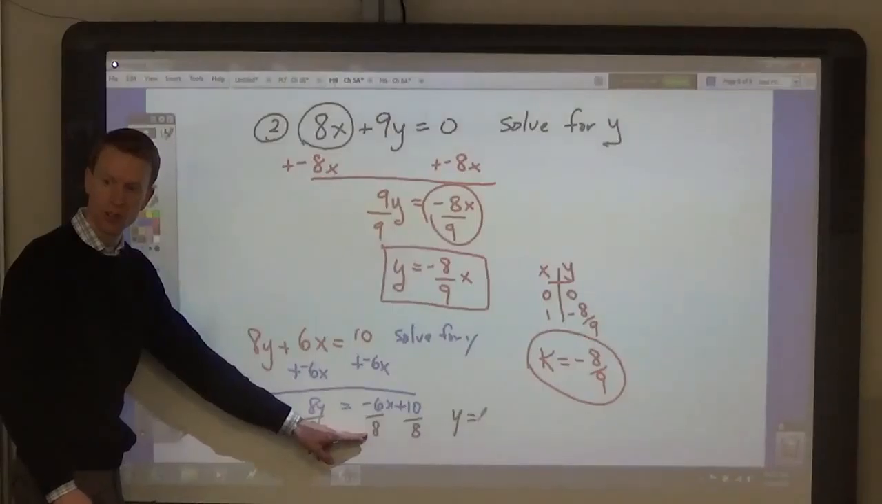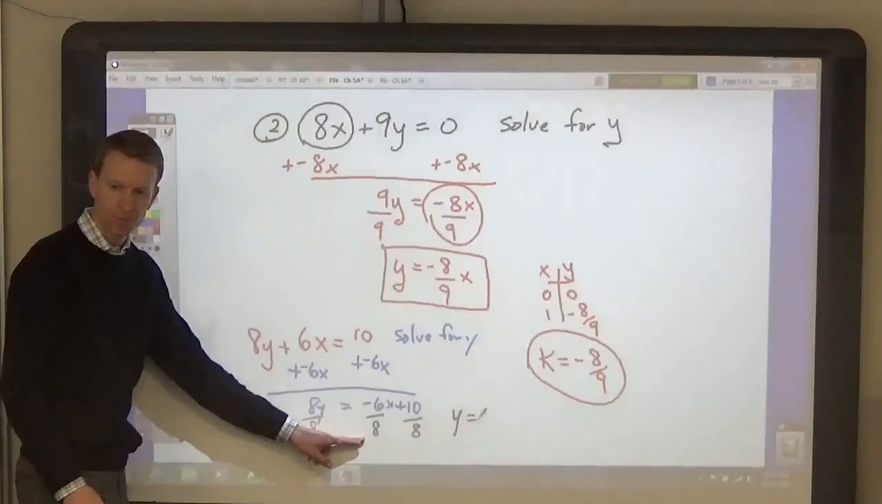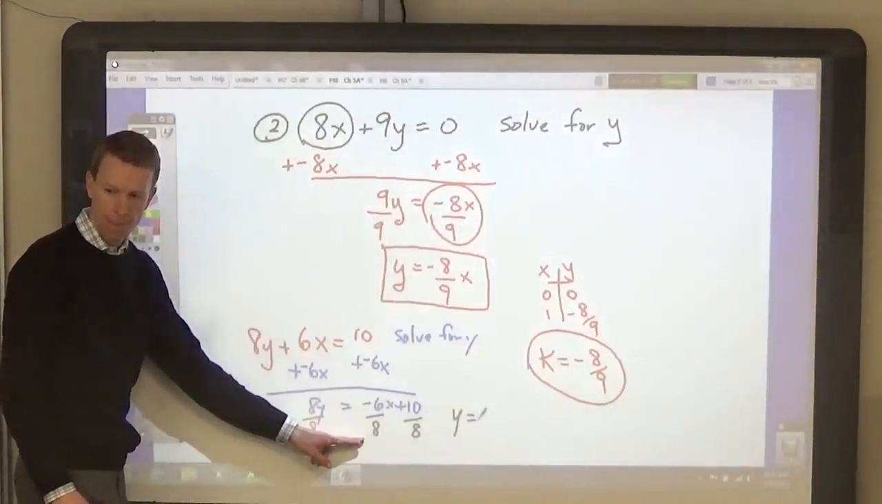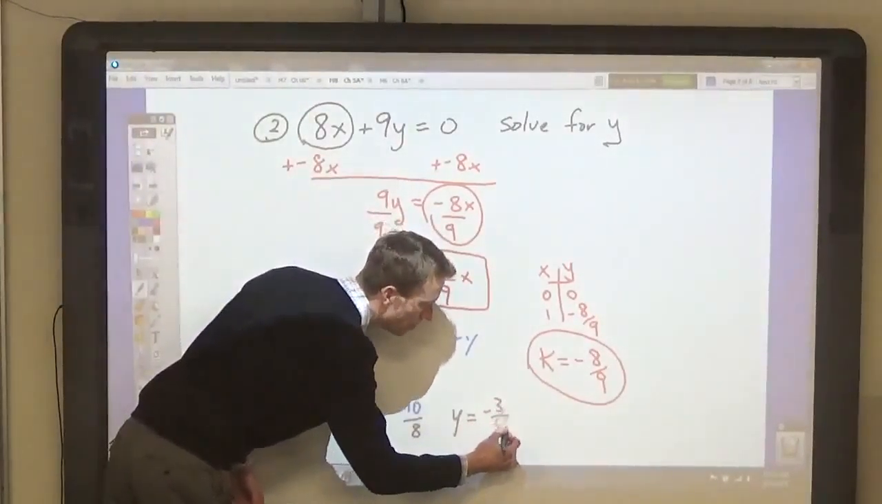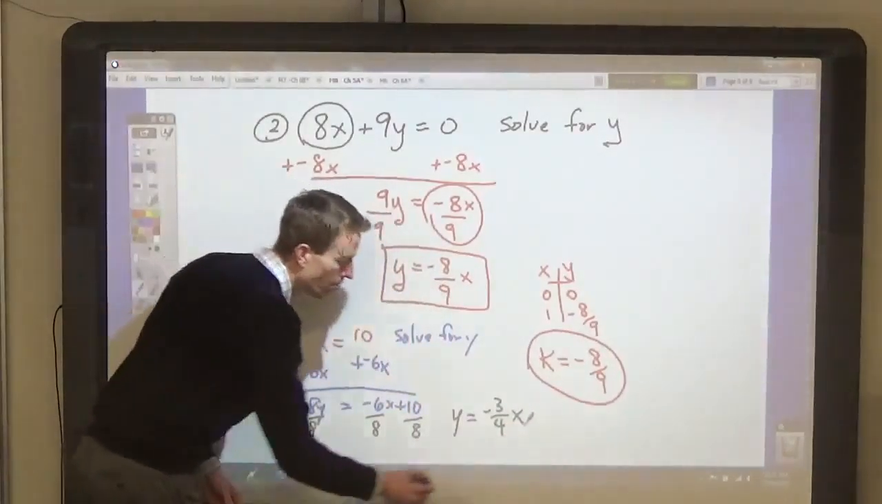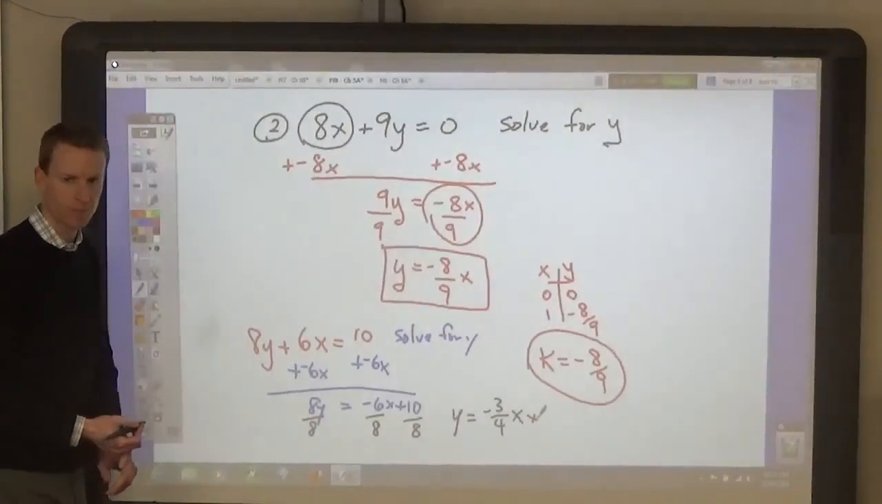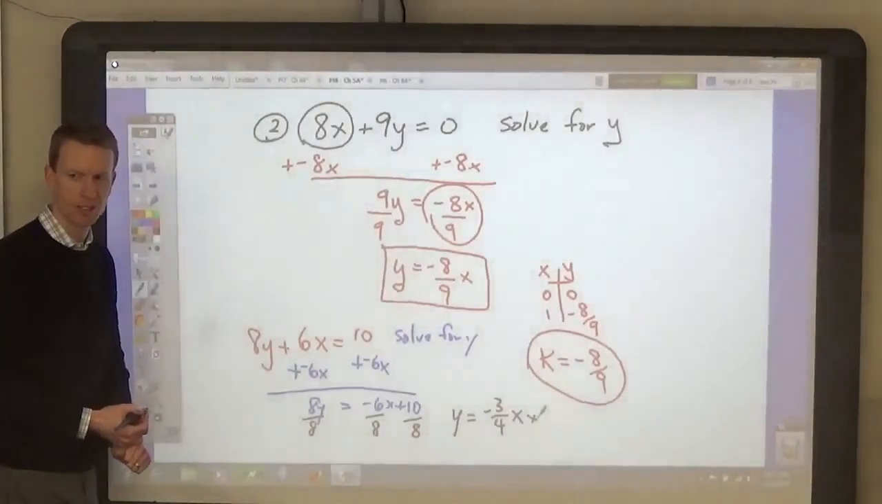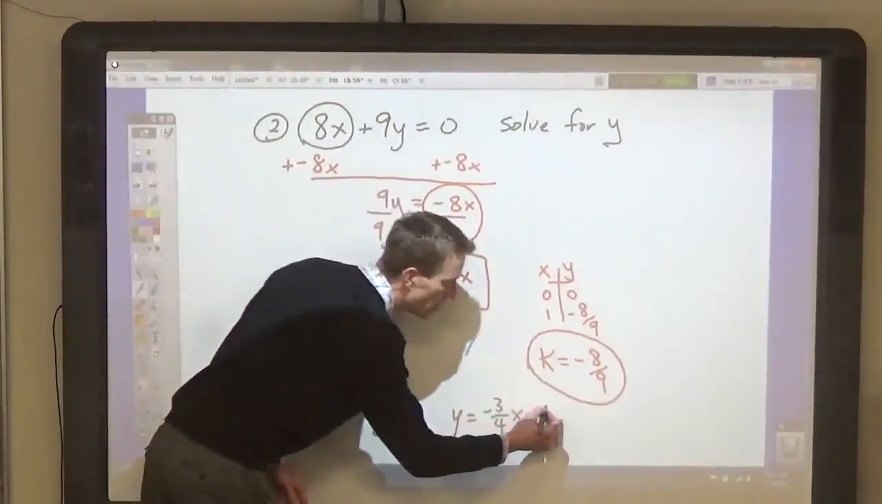What's 6 over 8 as a fraction? Negative 6 over 8 would be negative 0.75, or negative 3 over 4. So y equals negative 3/4 x plus 10 divided by 8, which was reduced to 5 over 4.